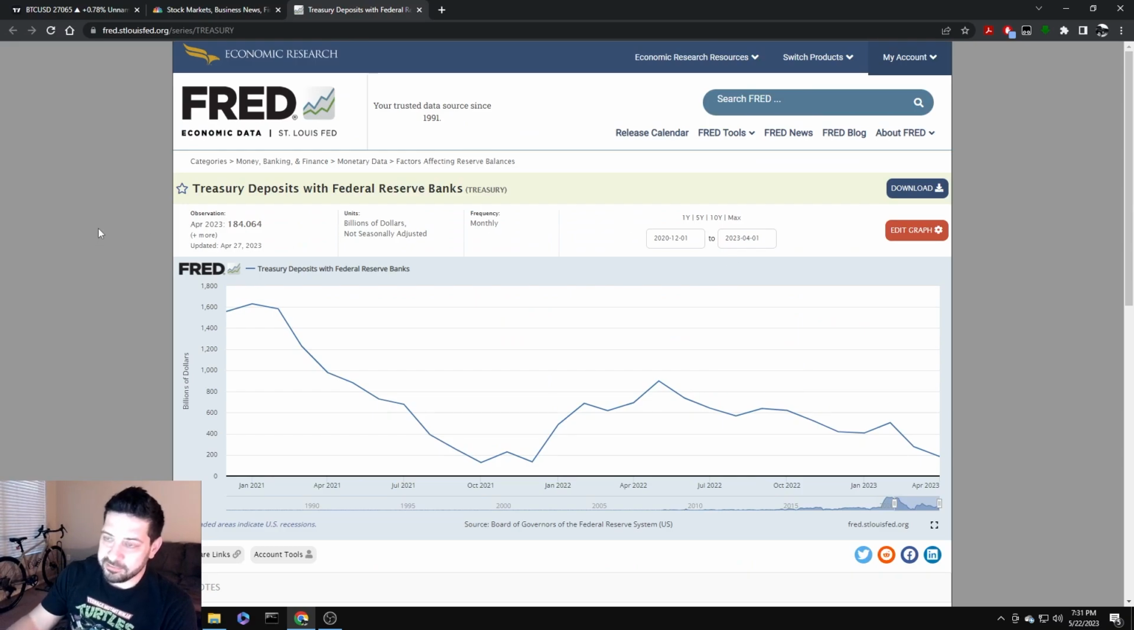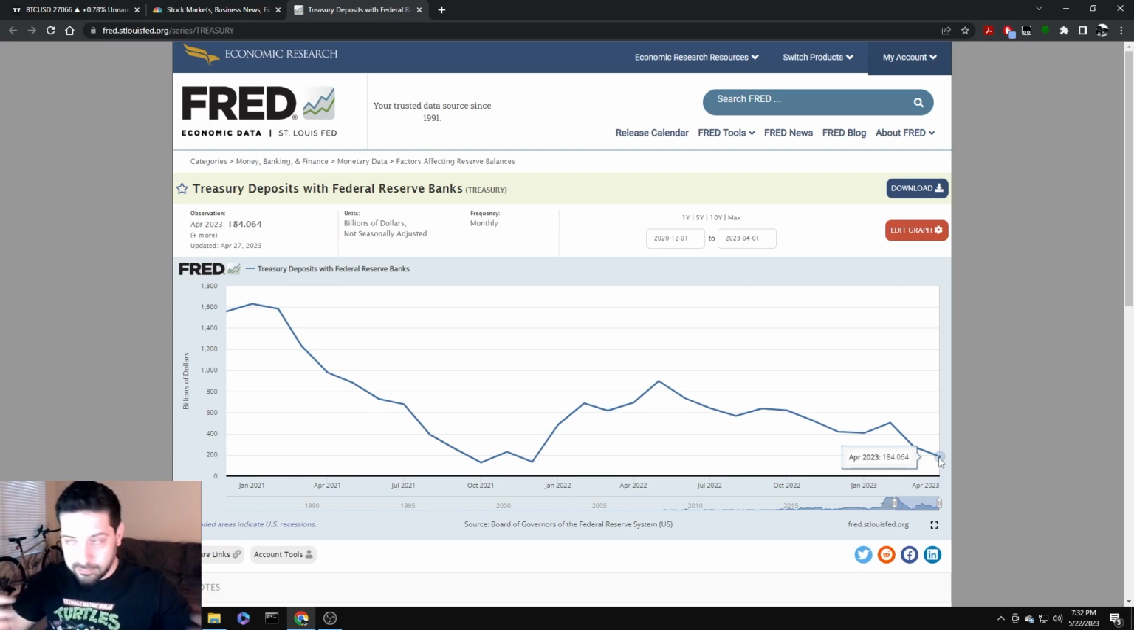So what happens is, this is the Federal Reserve's Treasury deposits. This is their cash on hand. The end of April, we had $184 billion left to play with. Right now, we have about $50 billion, May 22nd. So by the end of this month, we'll have no money left unless they raise the debt ceiling, which lets the Fed sell off bonds and bring some money back in.